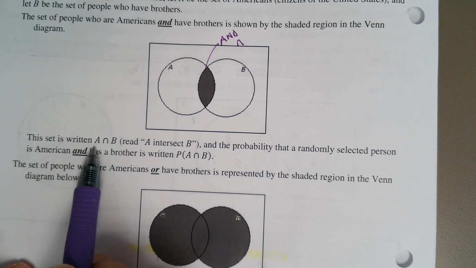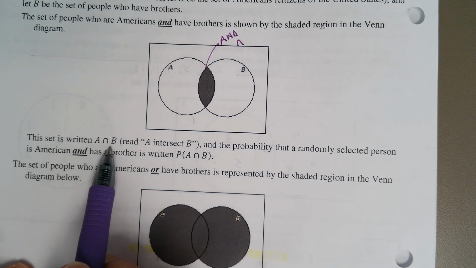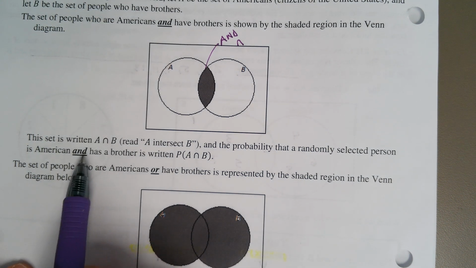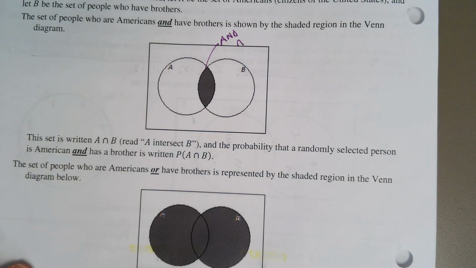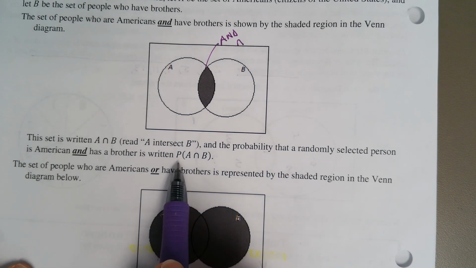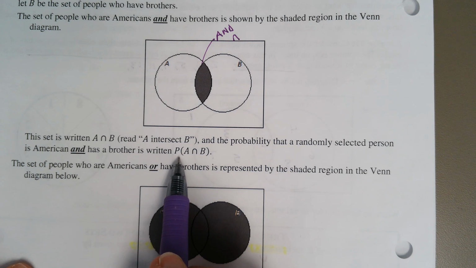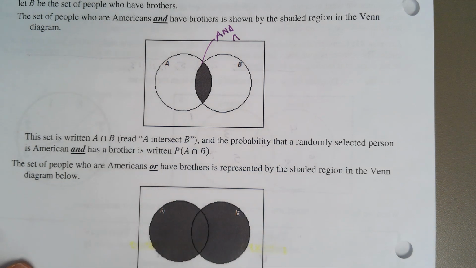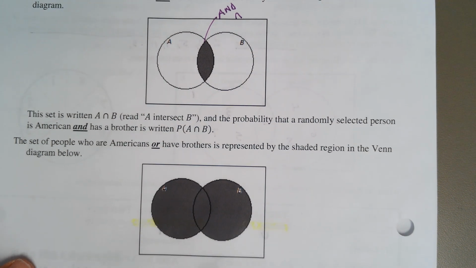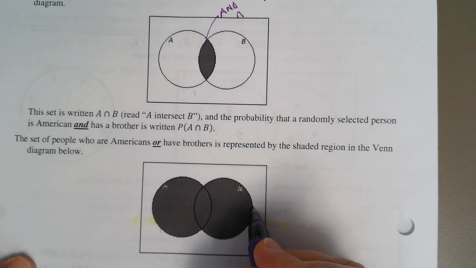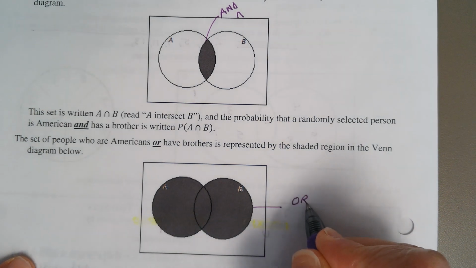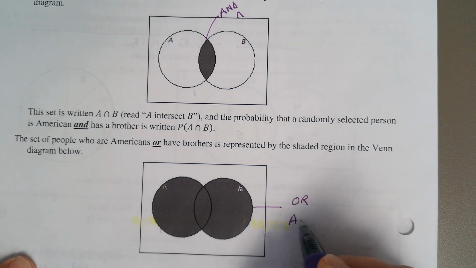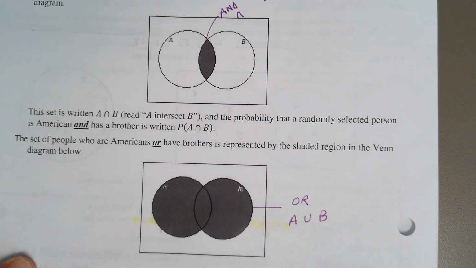The set is written A intersect B, also can be read as A and B. The capital P is for probability of A and B. The set of people who are Americans or have brothers is represented by the shaded region in the Venn diagram below. This is the OR, A union B.